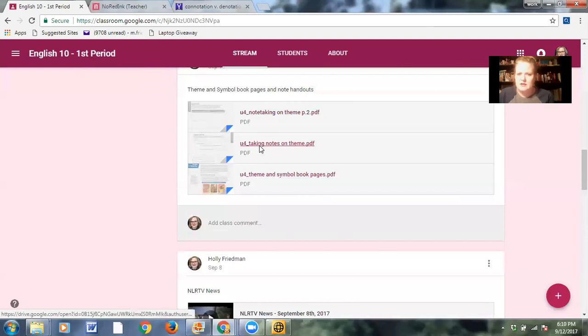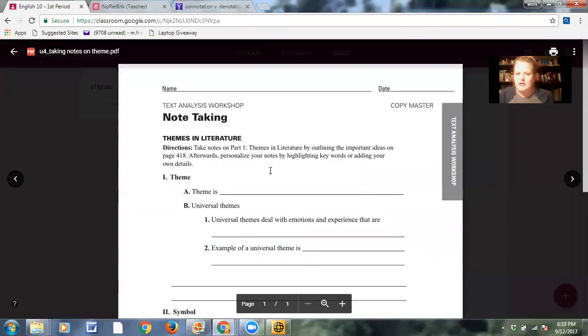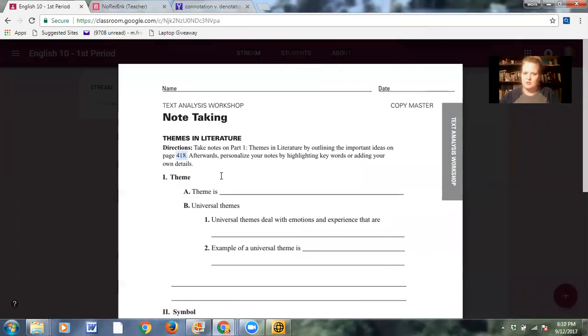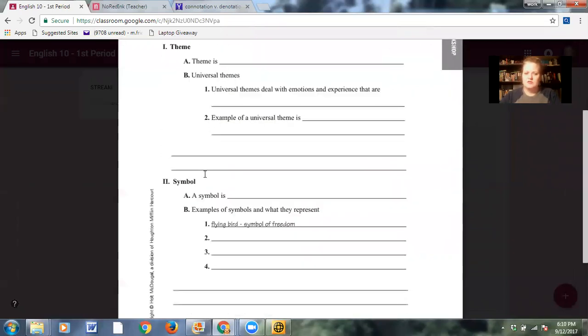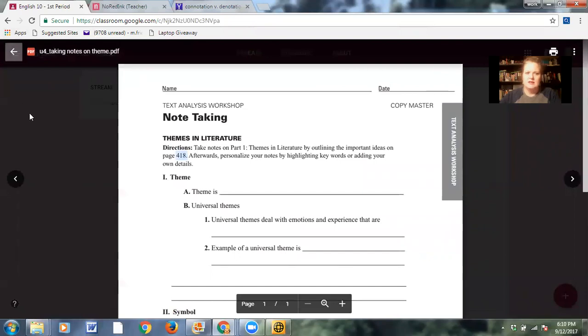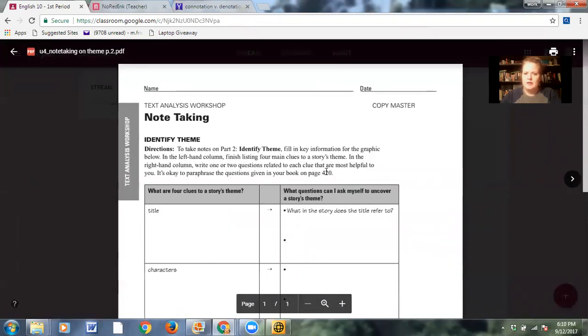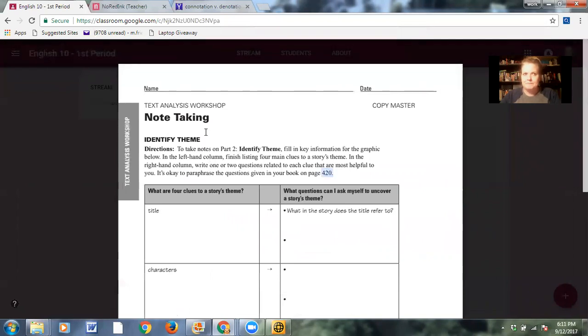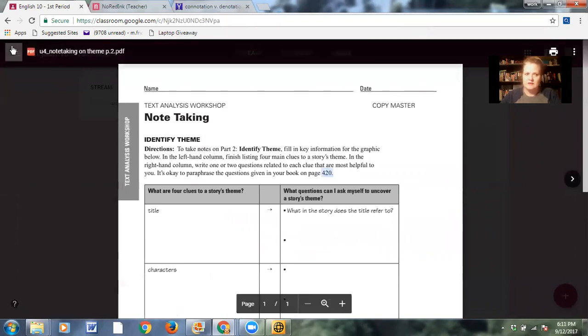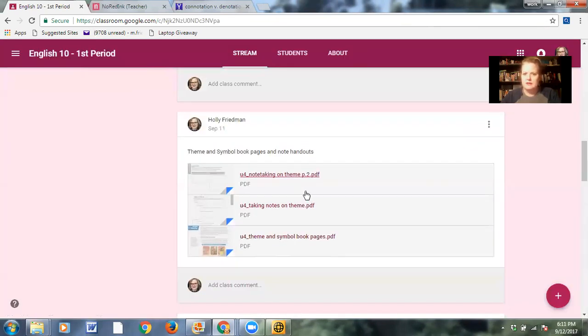This is your first page for taking notes. Notice that you're going to look at page 418 of that last handout I showed you. Take your notes on this page from 418, and then take your notes on this page from page 420. Okay, this goes in your English toolkit, that pocket folder I told you needed.